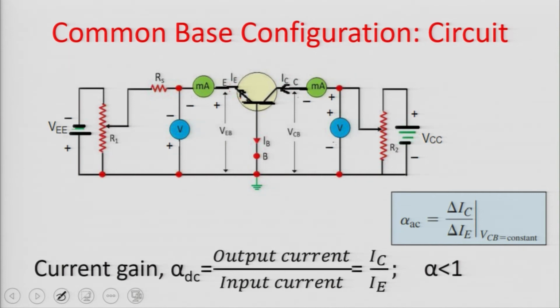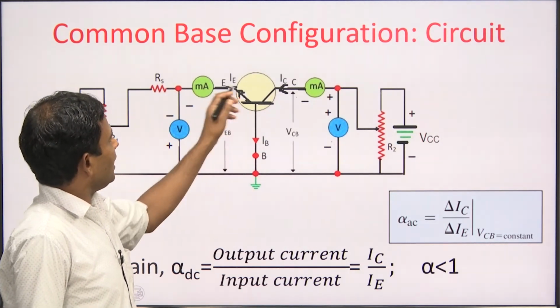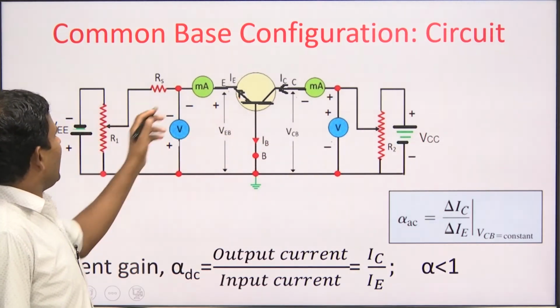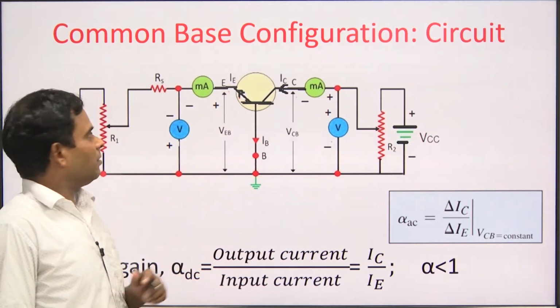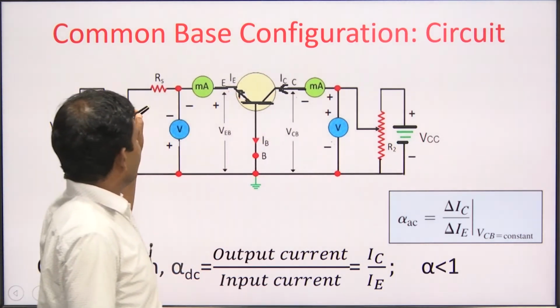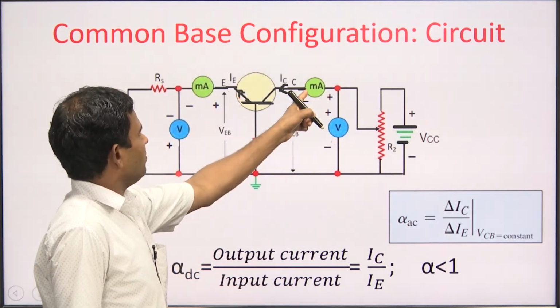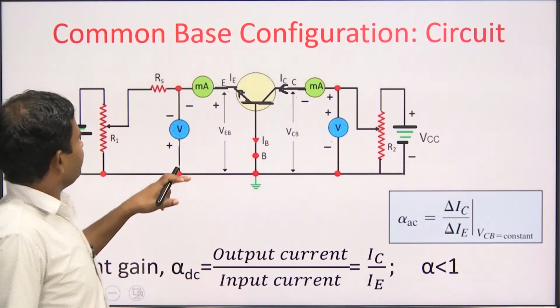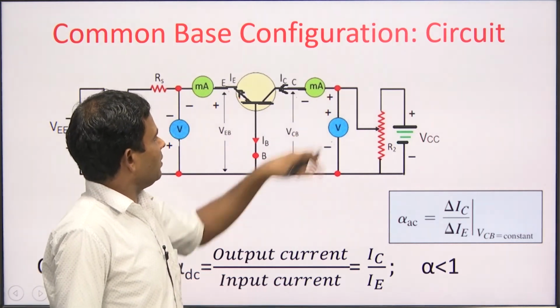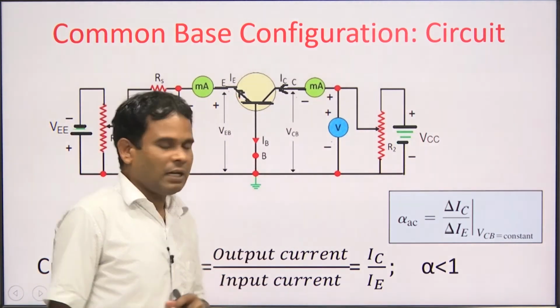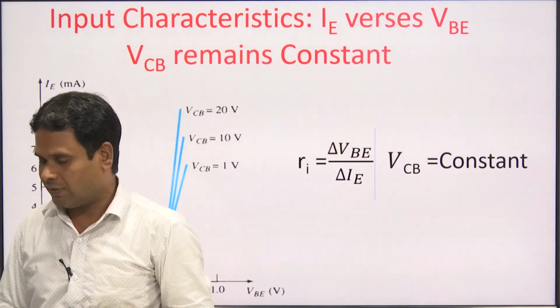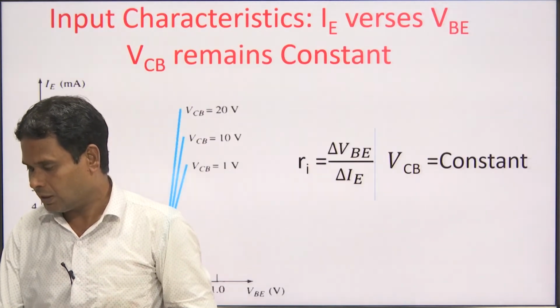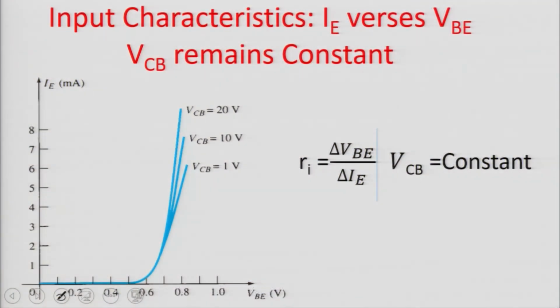Now, the common base configuration circuit diagram. This is the common base configuration. You guys can see that the base is grounded. This is the circuit level, and there are 2 voltmeters and 2 milliammeters connected. One milliammeter measures the input current IE, and the other measures the output current IC. One voltmeter measures the voltage between emitter and base, and the other measures the voltage between collector and base. This is the input characteristics.